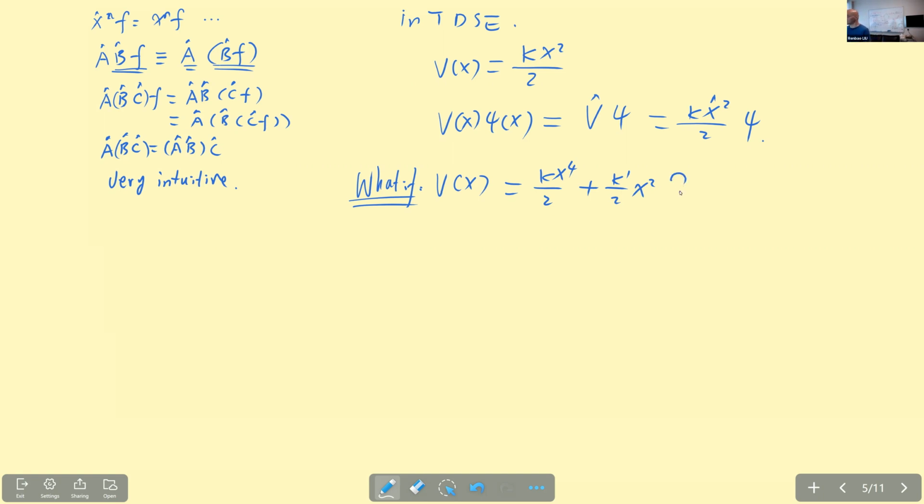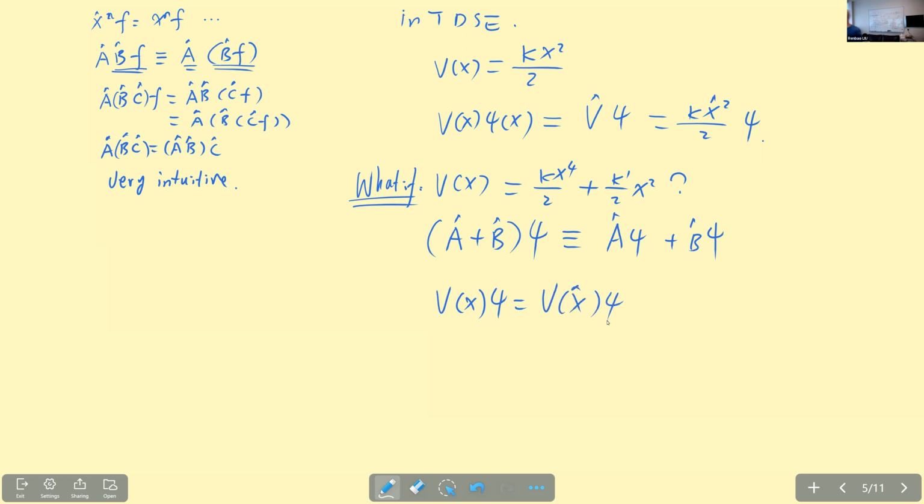Okay, and this one gives us another thing: the operation of two operators and doing the summation. So this one acting on a function actually is given by doing each one separately. Okay, so that's the definition of the summation of two operators. Okay, so V(x) can be written as this one. So then you have two operators.